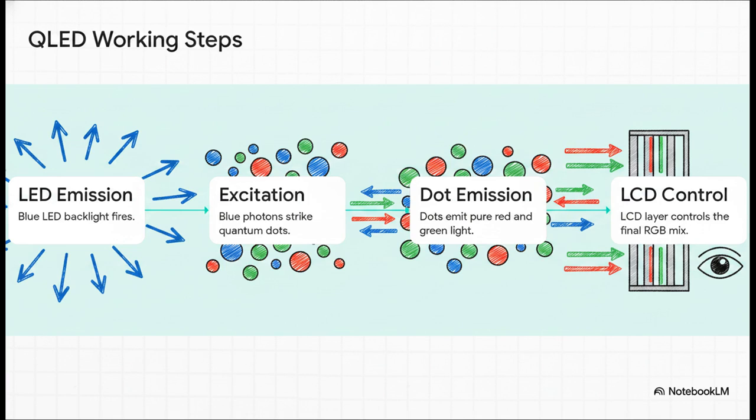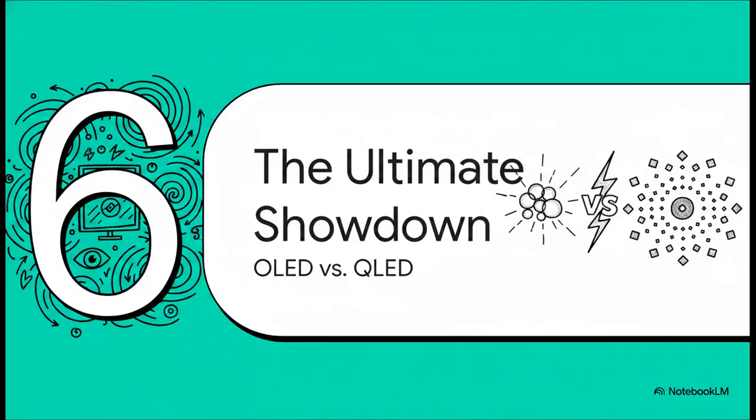So now we have an incredibly pure mix of red, green, and blue light. Finally, stage 4, a traditional LCD layer acts like a microscopic shutter system, controlling exactly how much of that pure RGB mix passes through to your eye to form the final image. Let's wrap it all up in Section 6, the ultimate showdown, OLED versus QLED.